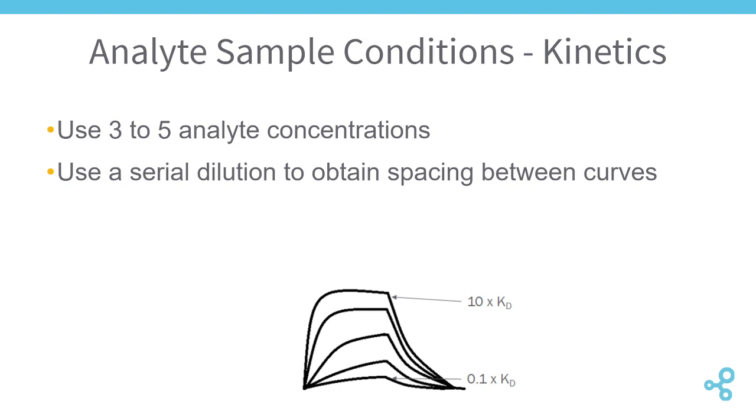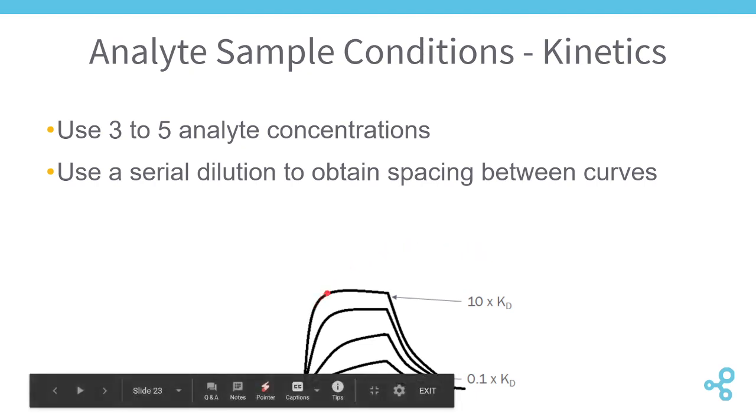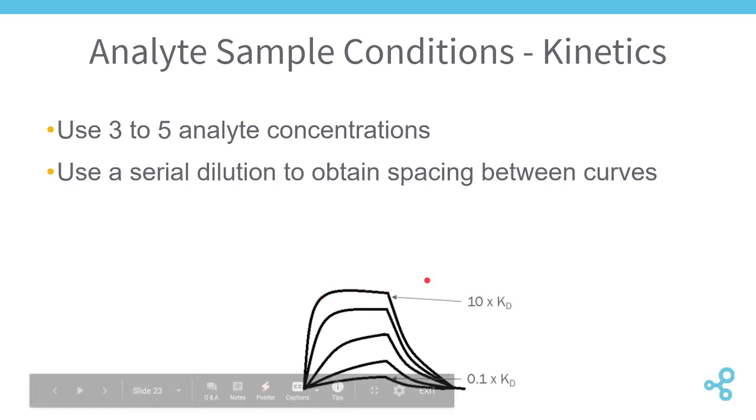The reason for that is that with 5 concentrations, you'll be able to hit this 10 to 0.1 times the KD range quite easily. This will make sure that we have nice spacing between our curves, and we've caught both the low and high end of that KD value. On the low end, we want to see a response change that's quite low, around 20 to 30 RUs, and that'll be dependent on the ligand immobilization value. On the high end, we want to see a curve that reaches saturation, or what we would call steady state, and then we start seeing our dissociation after that.